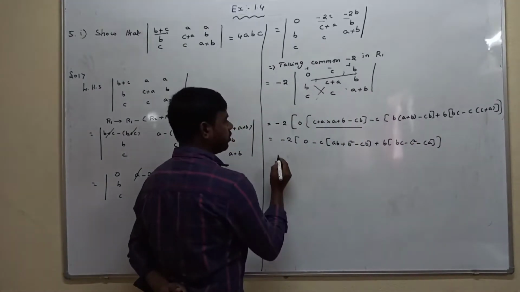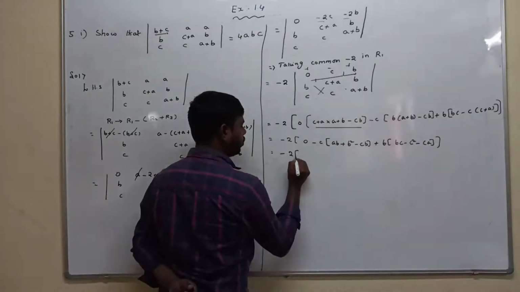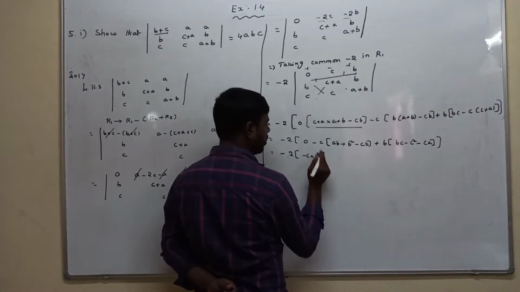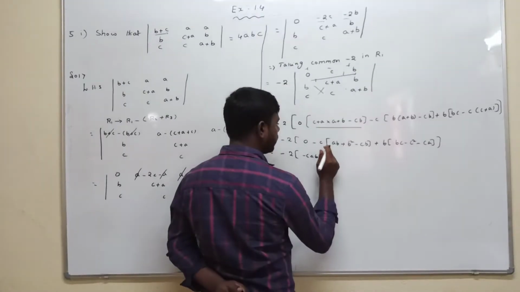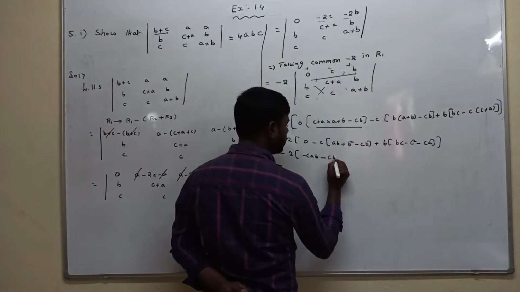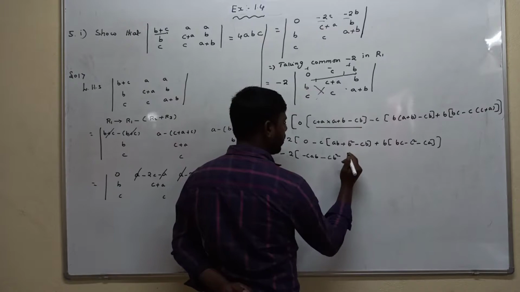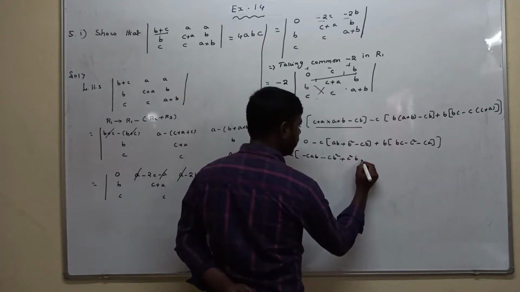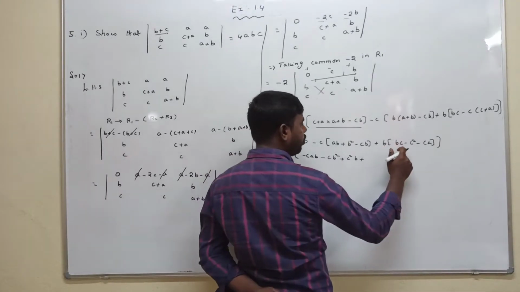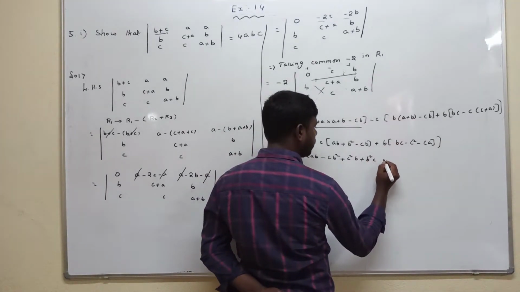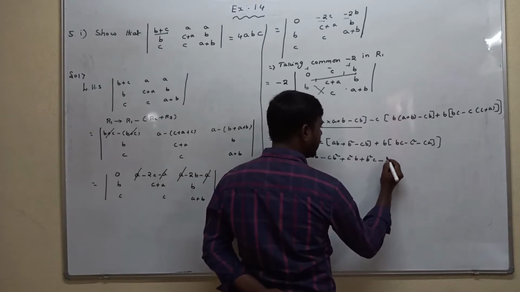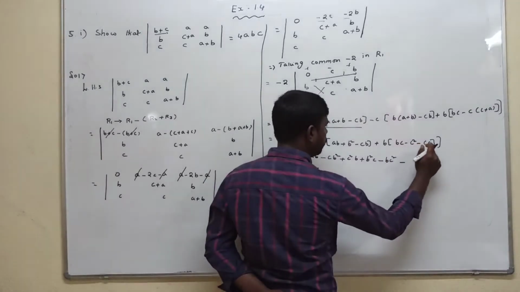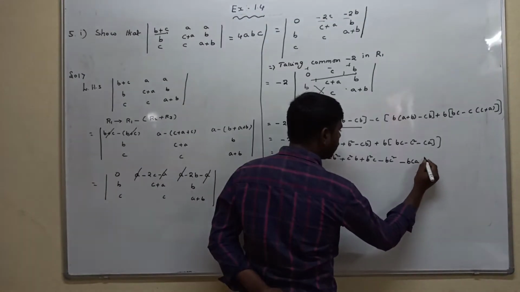Now simplify this. Minus 2 into minus C into AB is minus CAB, minus into plus is minus. C into B square is CB square, minus into minus is plus. C into CB is C square B. Next plus B into BC is B square C, plus into minus is minus. B into C square is BC square, minus B into C is BCA.